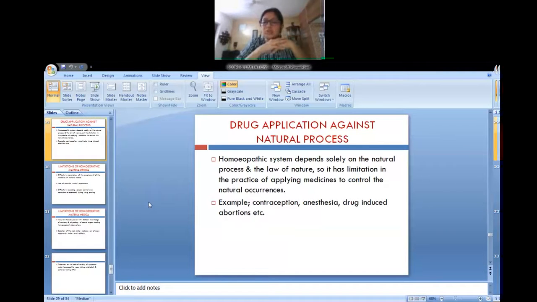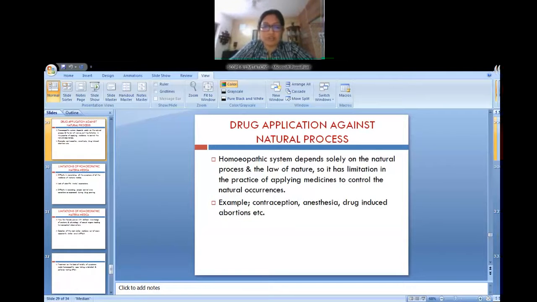So, what is natural? Contraception is not natural, right? You're preventing conception from happening by using external barriers or external methods. So, you can't use a homeopathic medicine to prevent a person from conceiving. It's a natural process, a physiological process. So you cannot prevent that from happening with the help of a drug. And anesthesia. You cannot make somebody unconscious with the help of homeopathic medicine or take away their sensations. You need a proper anesthetic drug for doing that.